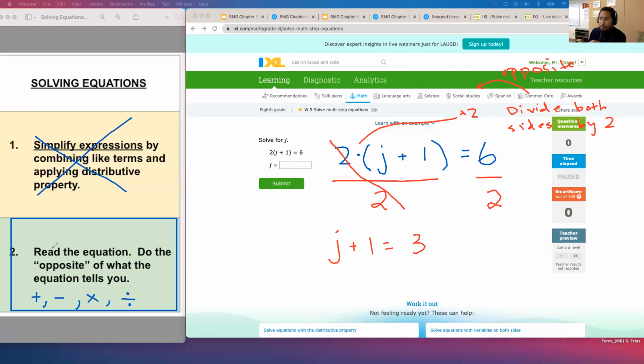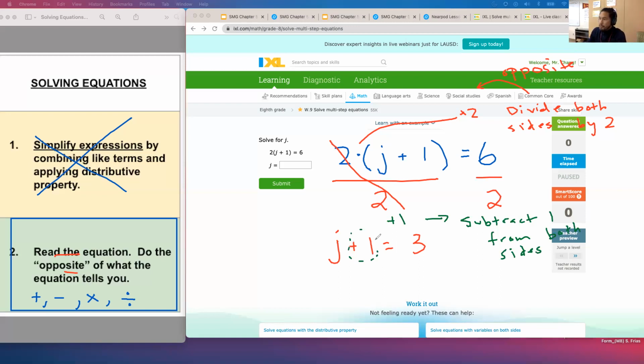But let's read the equation and do the opposite of what the equation tells you to do one more time so you can see how this works. It says j plus 1 equals 3. The equation is telling me to add 1 to j. And the opposite of that is to subtract 1 from both sides of the equation. Do the opposite of what this equation is telling you to do to both sides of the equation.